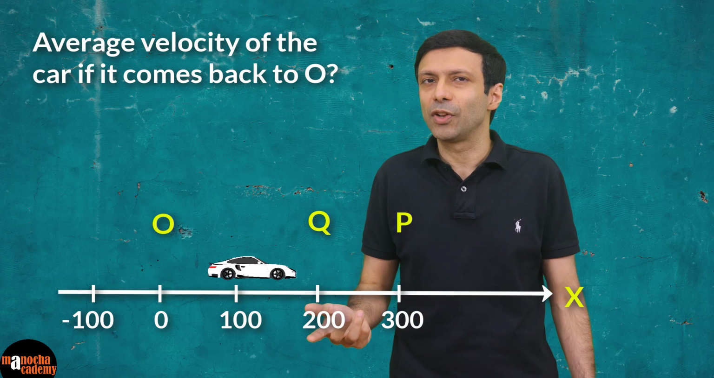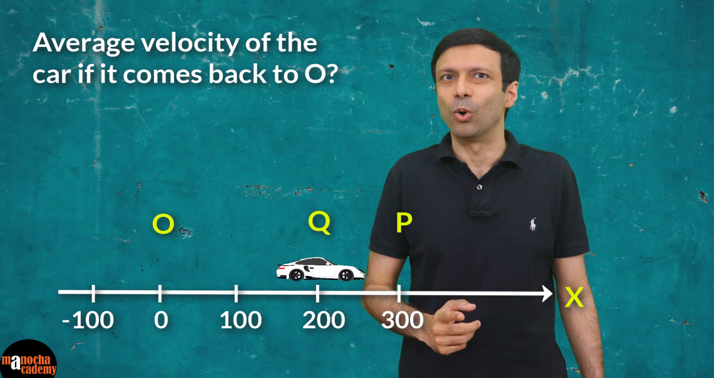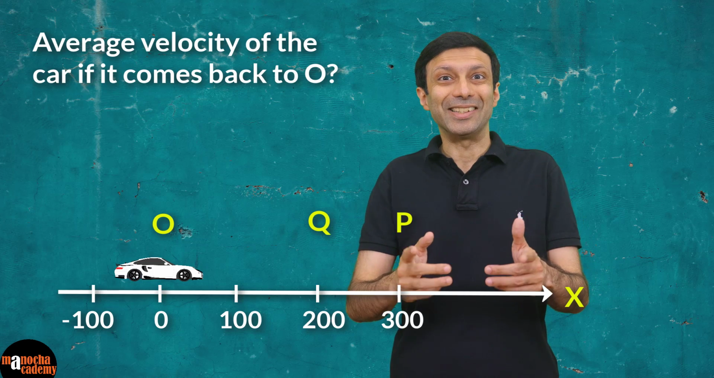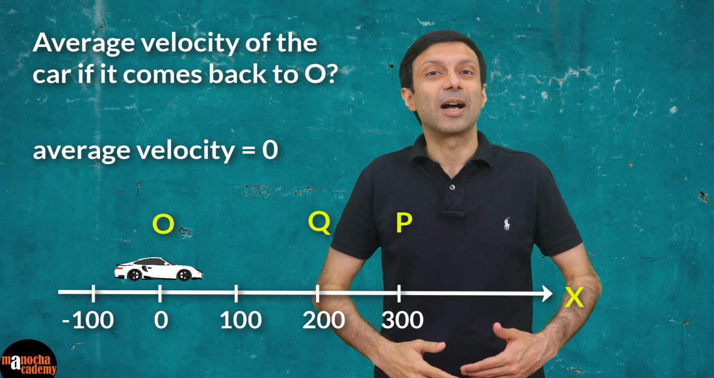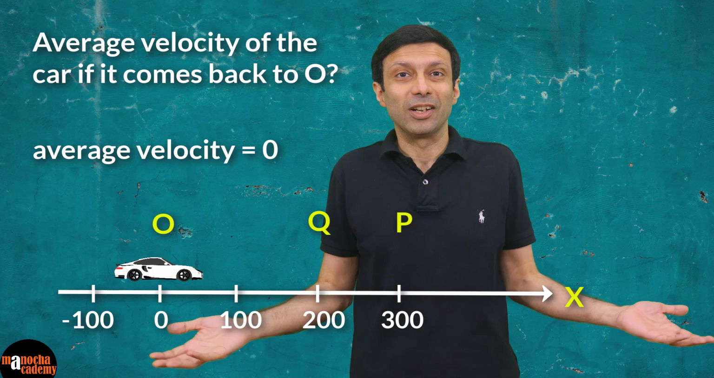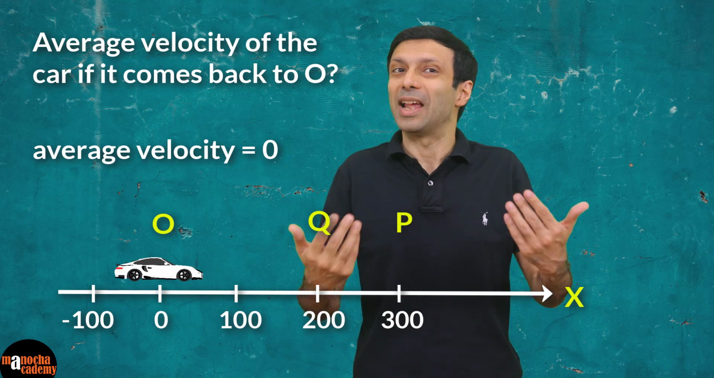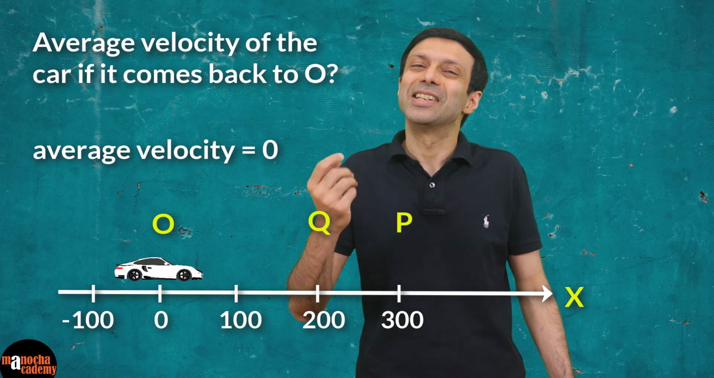Now what will be the average velocity of the car if it comes back to O? That's right, average velocity is going to be 0. Since the car has come back to its initial position, the total displacement is 0. So the average velocity of the car will be 0 in that case. Do you know how we can measure the speed of a car? What is the instrument used to find the speed? That's right, it's called the speedometer.